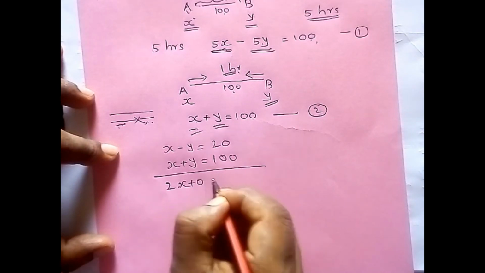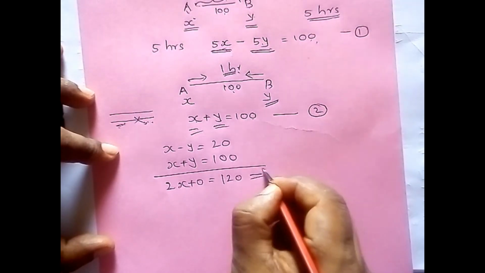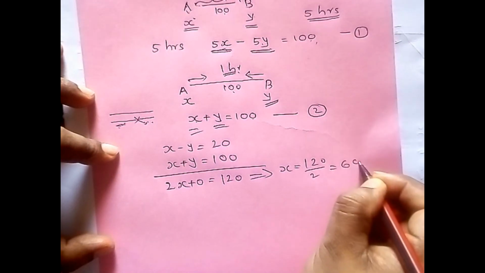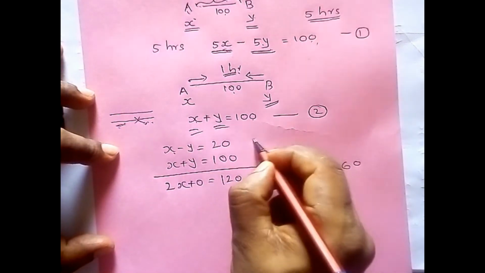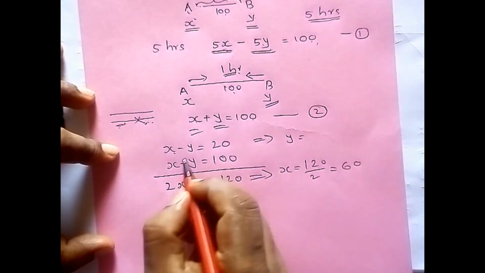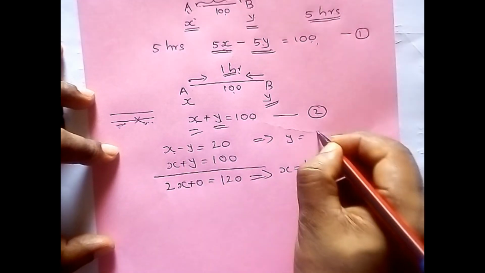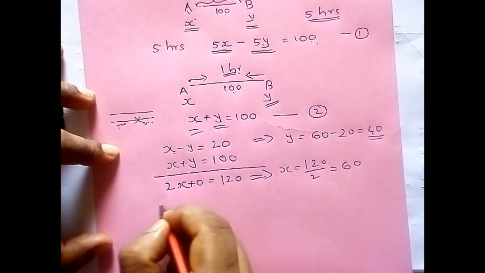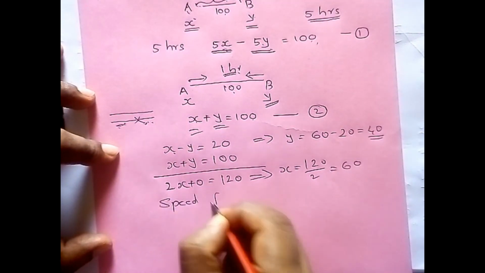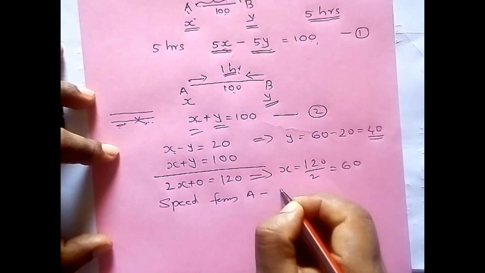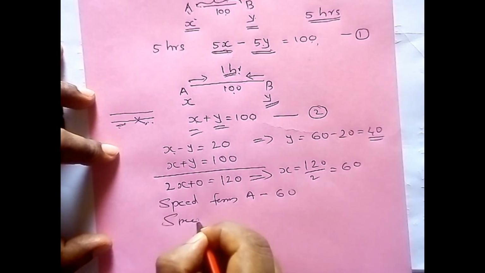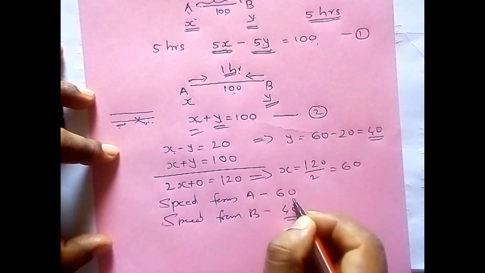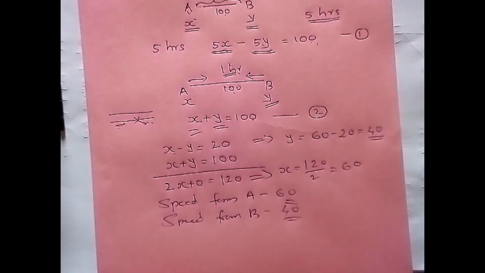2x plus 0y equal to 120, means x is equal to 120 by 2, equal to 60. When x is equal to 60, y equal to 60 minus 20, equal to 40. So the speed of car from A is 60, speed of car from B is 40. That is the answer.